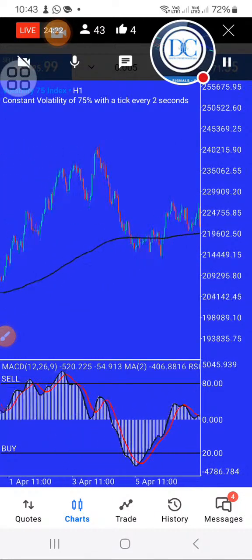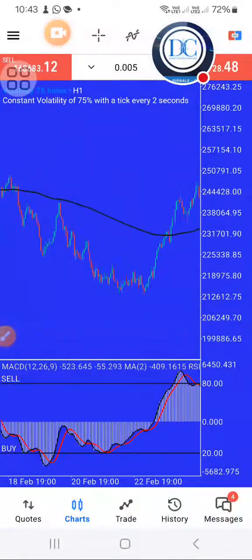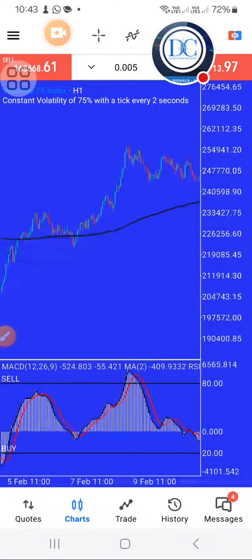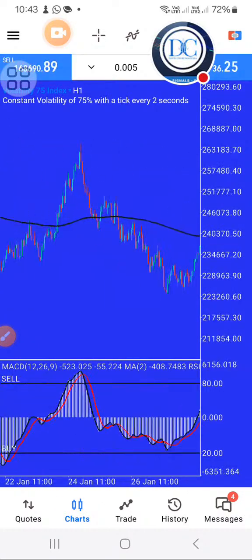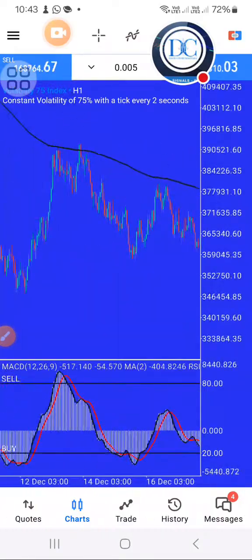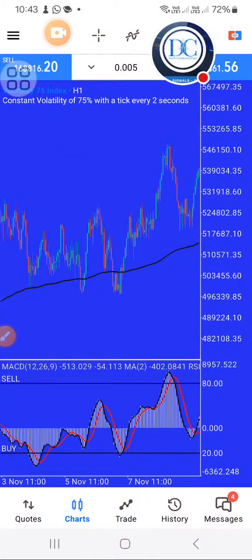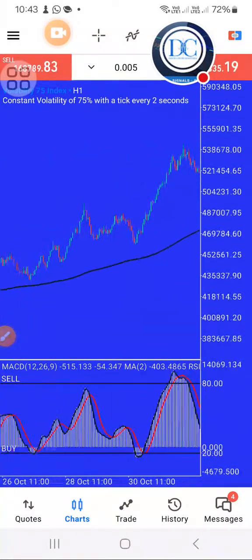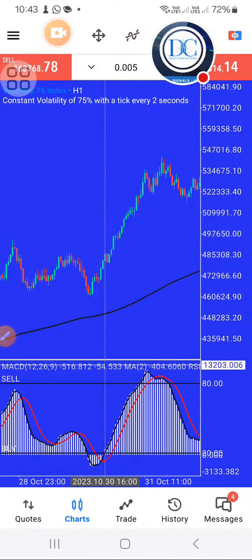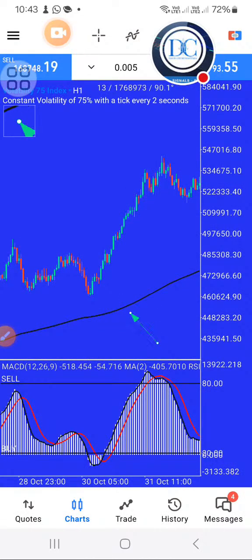Okay, so with buying, this is what I would want to see. I want to see first that price is above the moving average. So I'm looking for an area where price was above the moving average. When was price above the moving average? Okay, here we can see price is above the moving average. That's the first thing. This is the moving average, the black line.